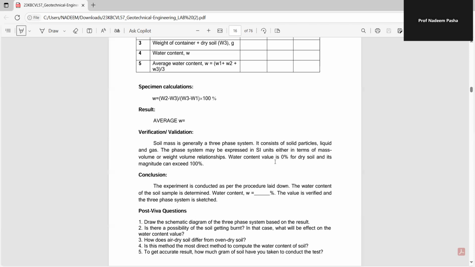So this experiment is very simple and easy, and it is also a very important test in order to determine the bearing capacity of soil and settlement of soil. Based on the water content values also, you can classify the soil into different types. So it is a very important test.